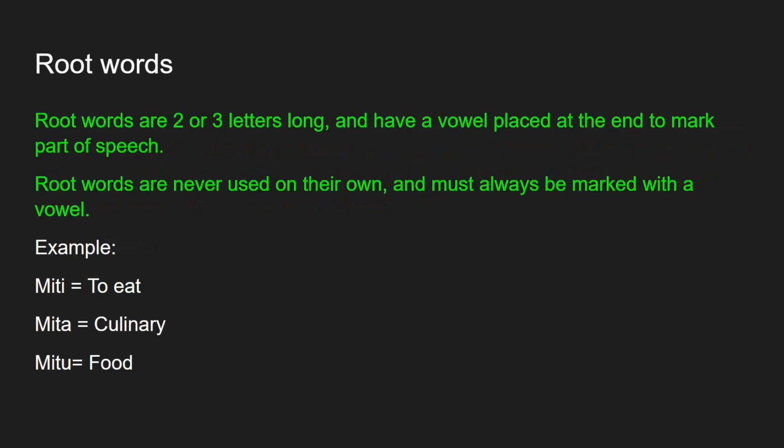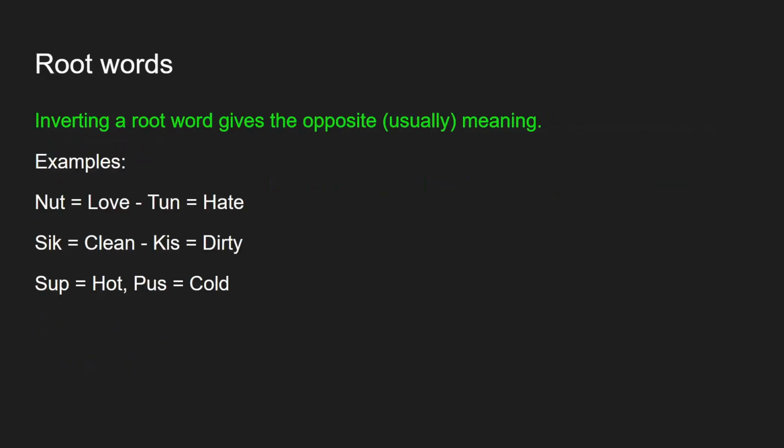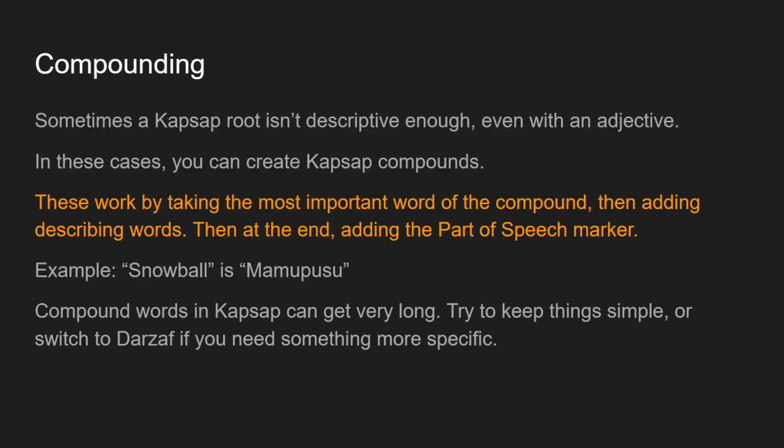Root words. Root words are 2 or 3 letters long and have a vowel placed at the end to mark the part of speech. Root words are never used on their own and must always be marked with a vowel. Example, miti, to eat. Mita, culinary. Mitu, food. Inverting a root word gives the opposite, usually, meaning. Examples, newt is love, while tune is hate. Seek is clean, while kis is dirty. Soup is hot, while poos is cold.